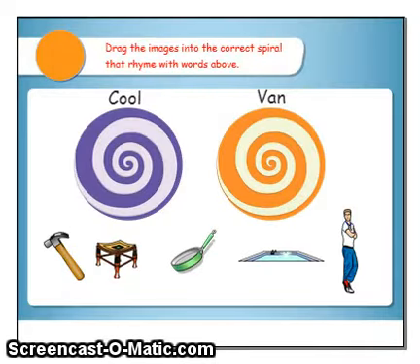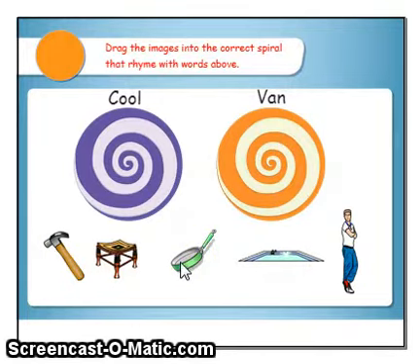For this activity, we use images. It says drag the images into the correct spiral that rhyme with the words above. So in the purple spiral, we have the word cool. In the orange spiral, we have the word van. Down here, we have a tool, we have a stool, a pan, a pool, and a man. So they will drag the image into the correct spiral.